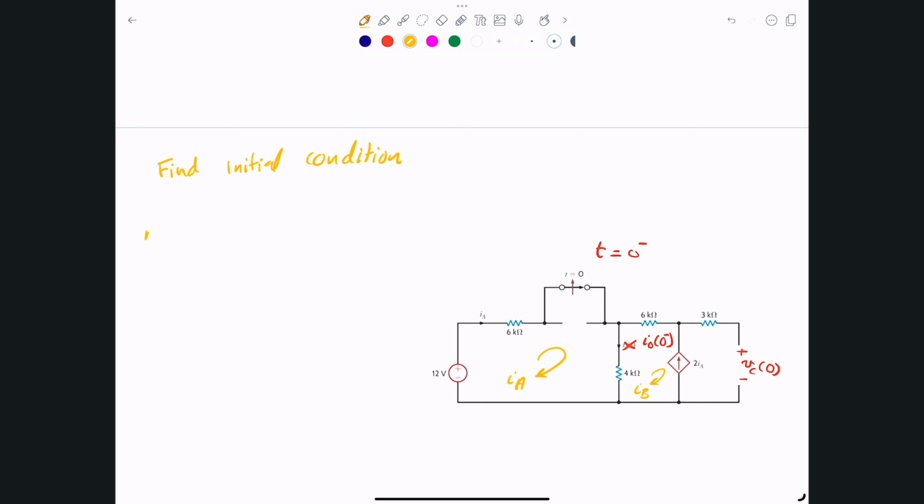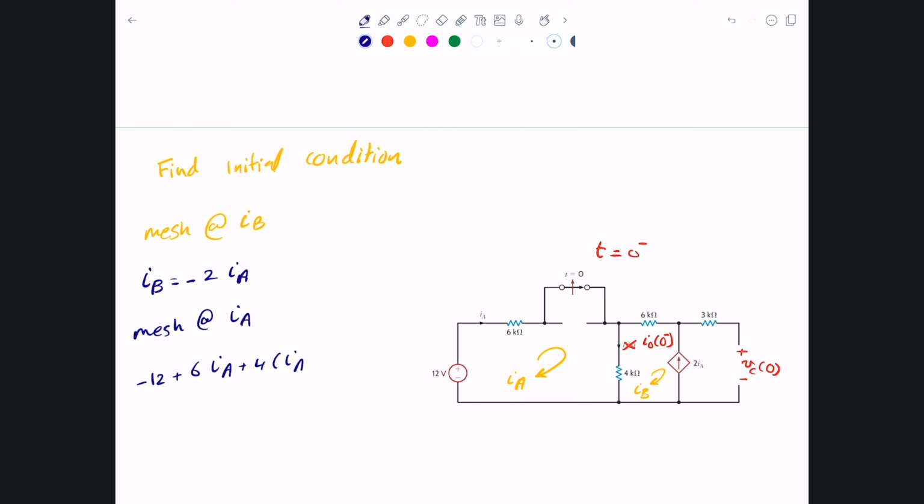So mesh at I of B, I use lowercase, so I of B. What we have is the following: I of B is simply negative 2 I of A. So this is the first of two equations that we need to write. Now the next equation is mesh at I of A. So we have negative 12 plus 6 I of A plus 4 I of A minus I of B equals 0.